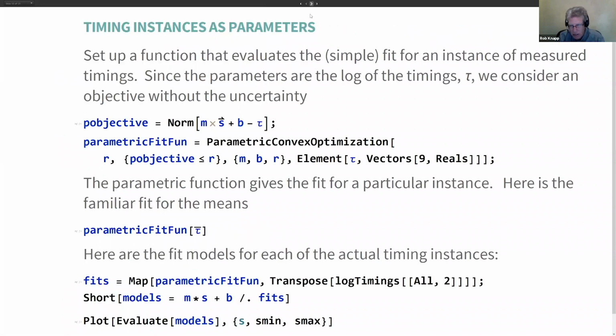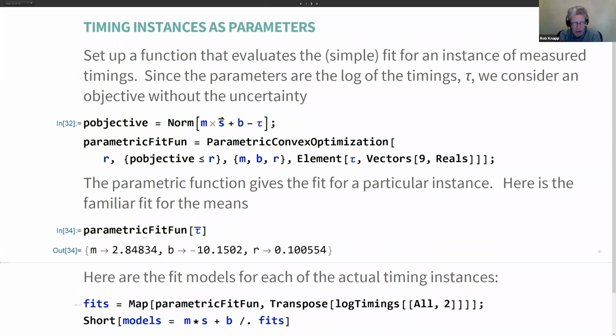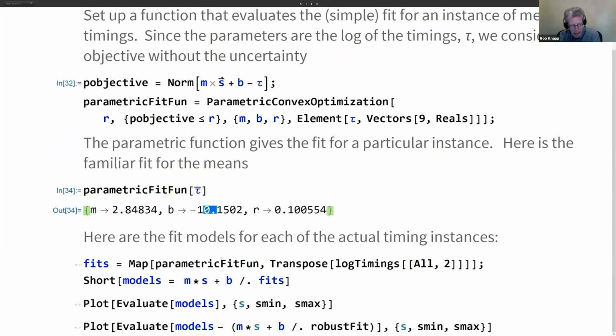Okay, so let's continue with this problem a bit further, and let's look at a parametric view of it. Here I'm going to change the objective to get rid of the uncertainty, and I'll just consider the tau, or the timings I got for a particular instance. I'm going to call it a parametric fit function. Not surprisingly, if I call this parametric fit function with my mean timings, I get exactly the same fit I got before, that simple fit.